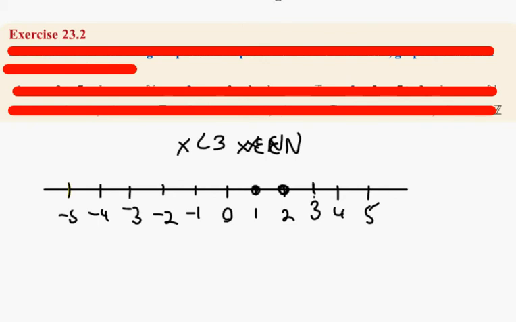Now, let's try another one. What happens if it's x less than 3, x element R? What does R mean? Every number. This includes negative numbers and positive numbers. So you hollow out the circle. Why do you hollow out the circle? 3 is not included because it has to be smaller than 3. Every number that's smaller than 3.